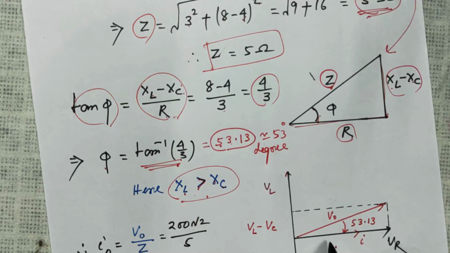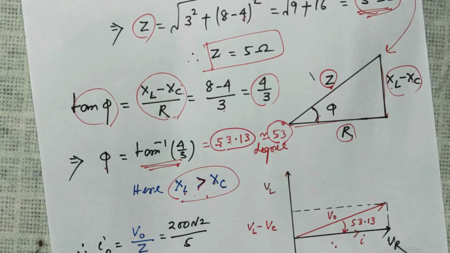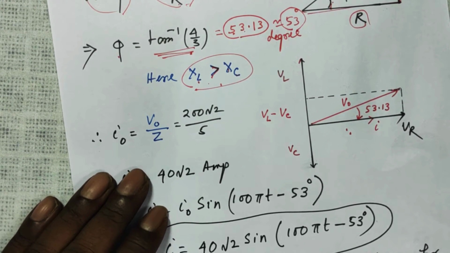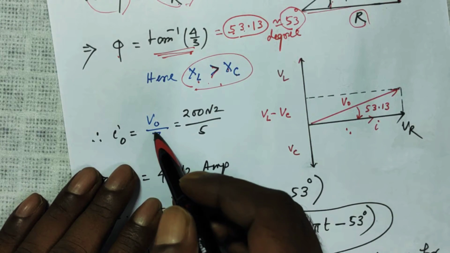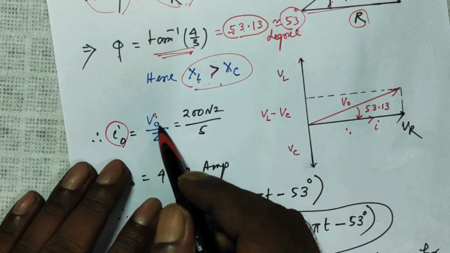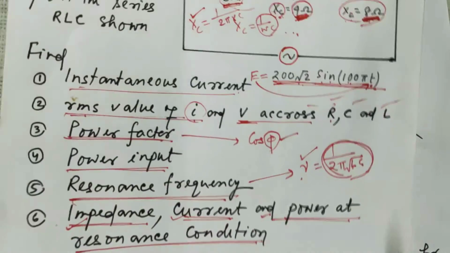This part I will explain here with this angle, to justify whether the current is ahead of the voltage or the voltage is ahead of the current, phase-wise, right? So let us find out the maximum current. Your I naught current is voltage by resistance, V naught.